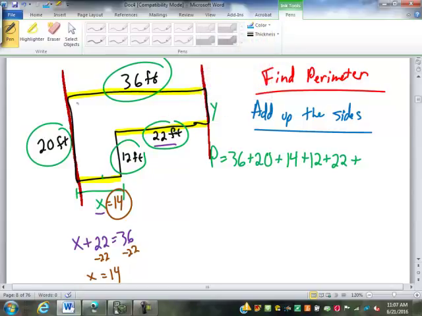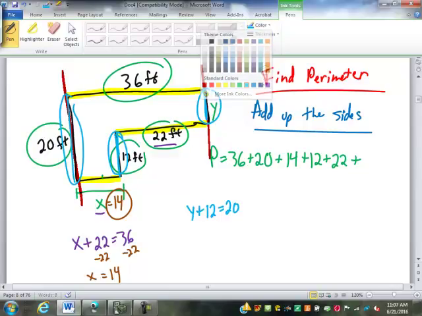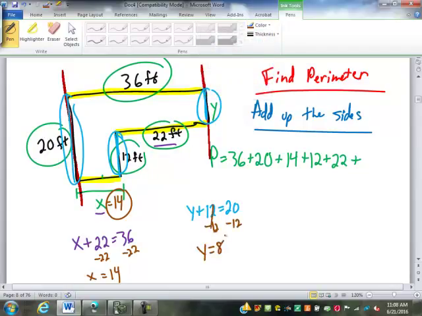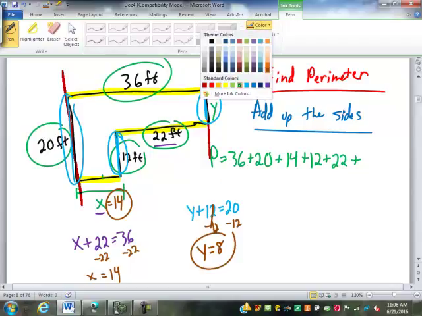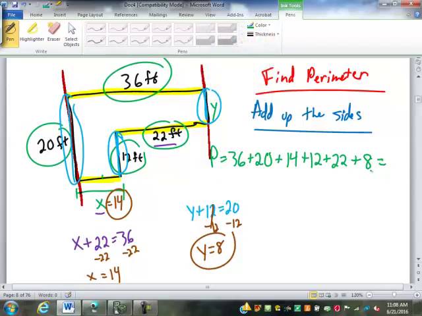Very good. We know that 20 here has to equal y plus 12, because again, this is the height of the figure, or I could add up these two to get the height of the figure. So I would subtract 12 from 20 to get that y has to be 8. So I'm going to add 8 there. If I add those all up, that should add up to 112 feet.